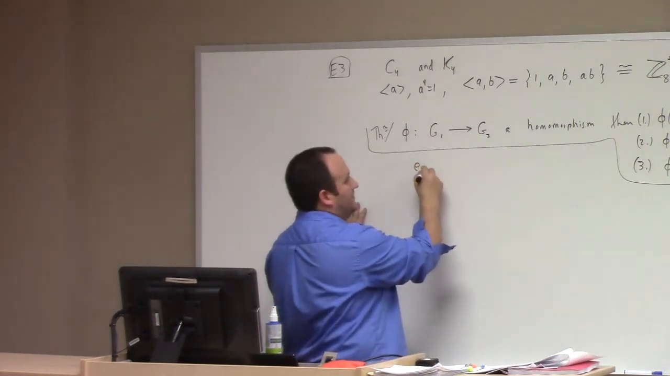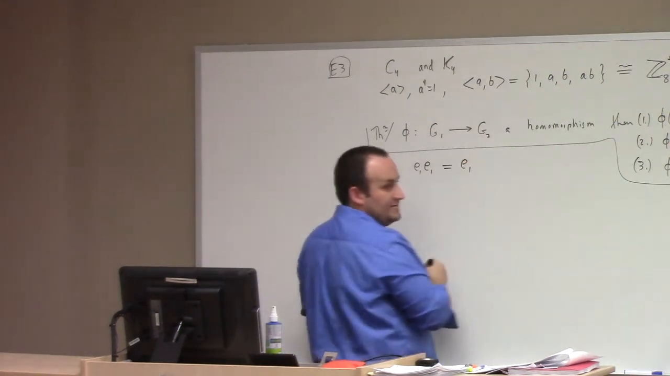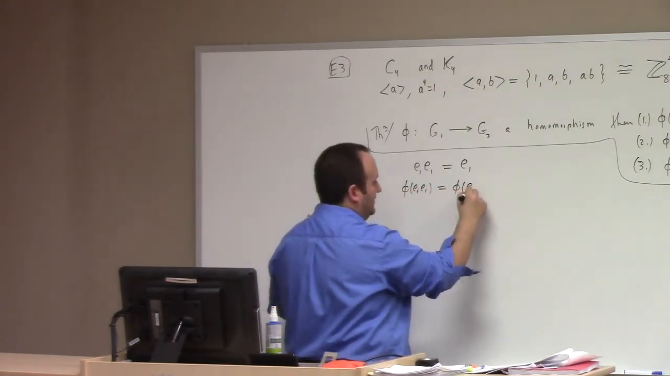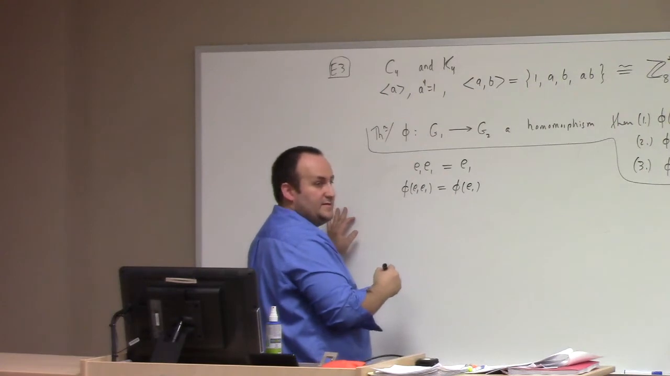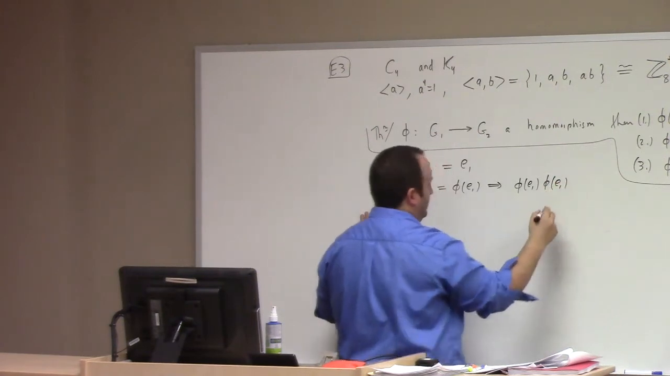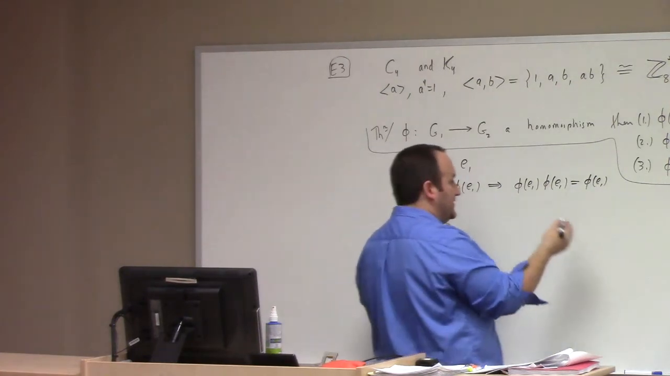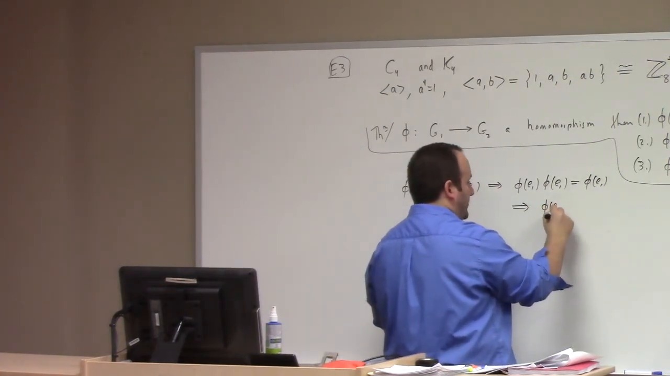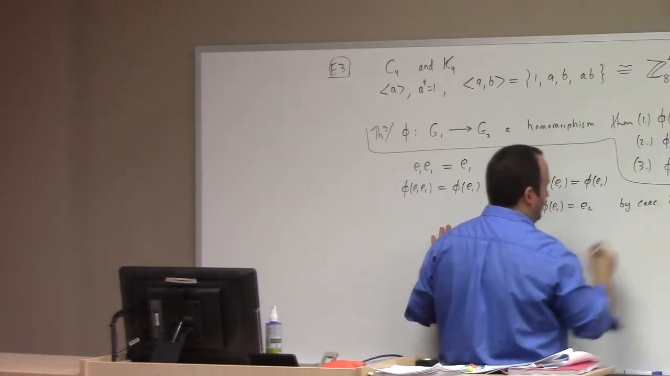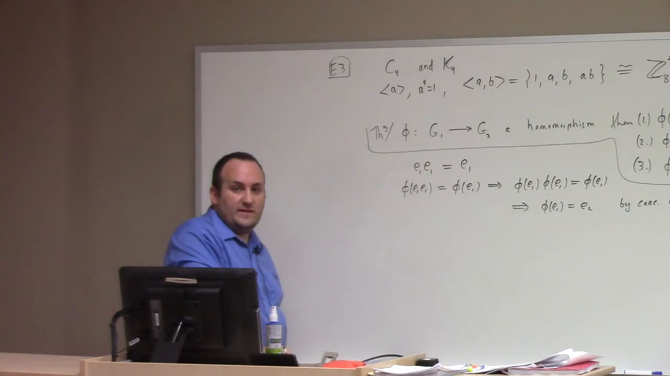How about this? E1 times E1 is equal to what? E1, right? It's hard to go wrong there. So phi of E1 times E1 is equal to phi of E1, which means that phi of E1 times phi of E1 is equal to phi of E1, right? Which by cancellation in G2 implies that phi of E1 is equal to E2, where I'm using E2 to denote the identity in G2. There you have it. Yes, Daniel?